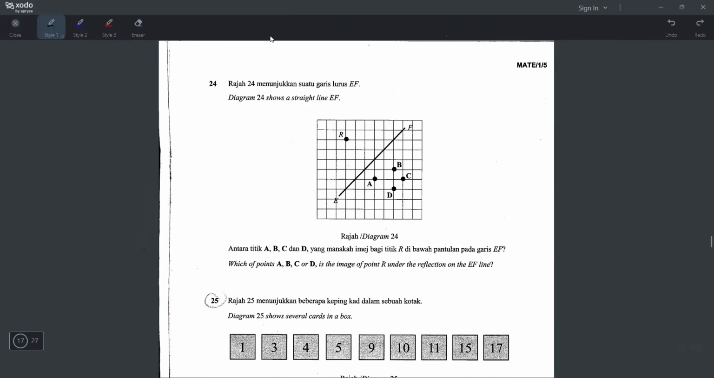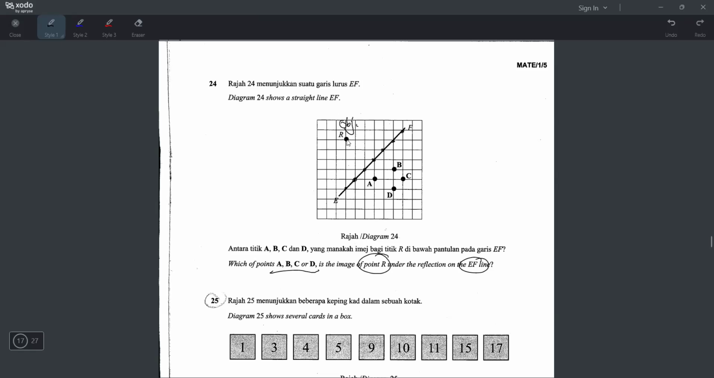Okay, 24. Diagram 24 shows a straight line EF. This line is a slanted line, and you can see that it's exactly 45 degrees because it passes through the corners. Let's see which of the points A, B, C, D is the image of R. It means R is the object under the reflection in line EF. Easy, just reflect.